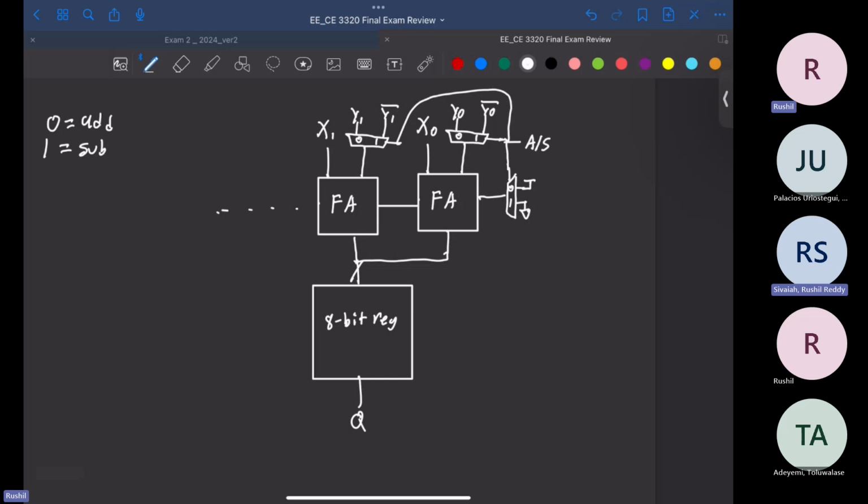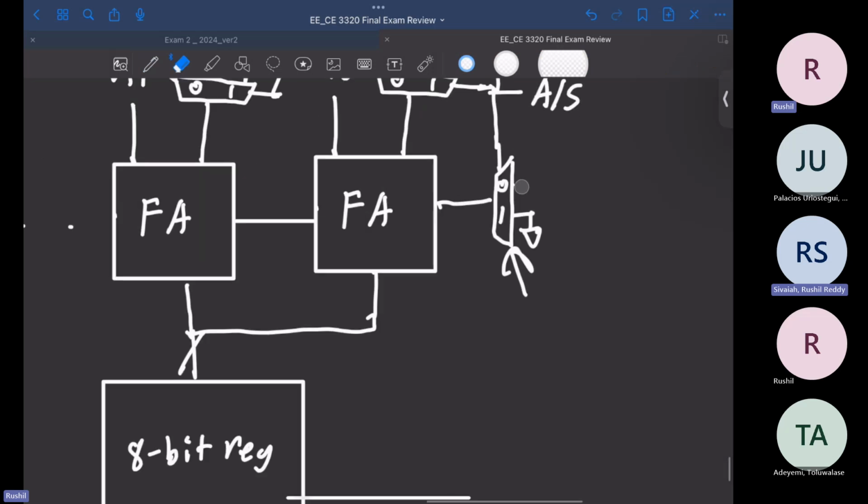Okay, so this mux right here is for your two's complement idea, right? For your two's complement, that's your subtraction. So if it's a 1, it'll power, oh, whoops, this is wrong. It's the other way around. My bad, guys.